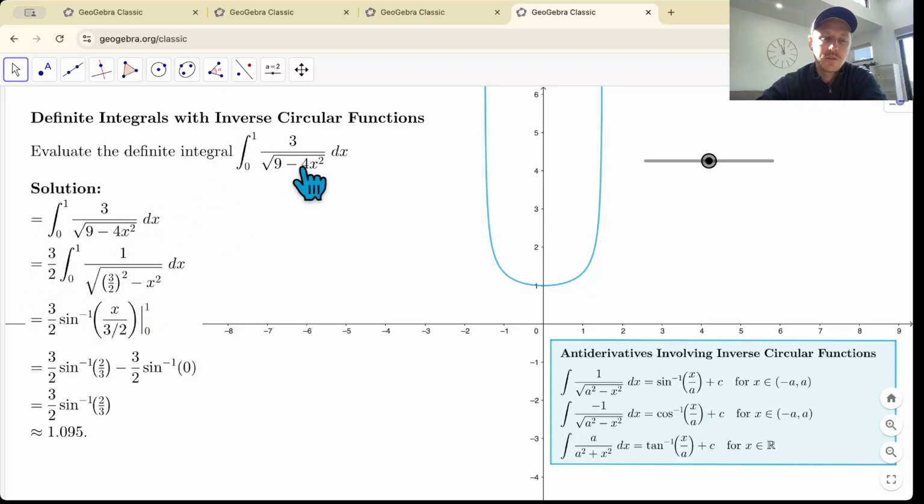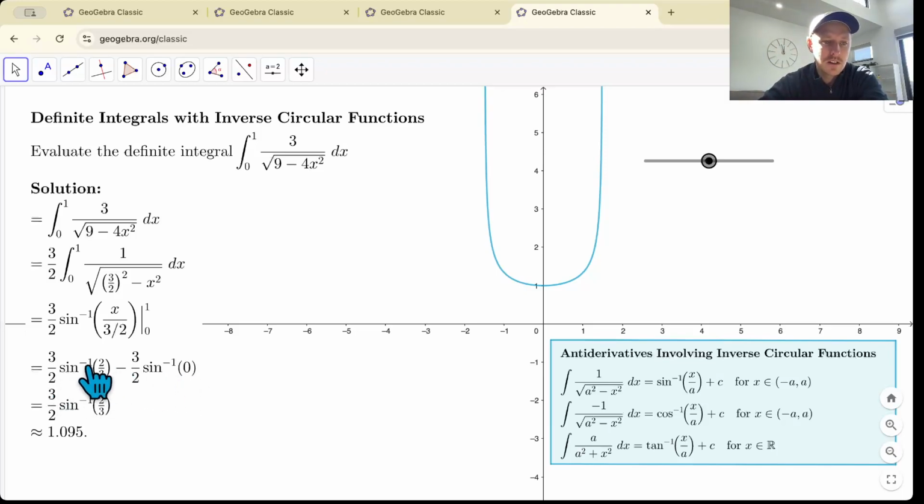All right, if we took 4 out as a factor of this thing in the denominator, we would get 9 on 4, but 9 on 4 is 3 on 2 squared, which is what we want. We need to find out what that a is. So that a is 3 on 2. And then we know that it has this form. So the antiderivative will be 3 on 2 sine inverse of x divided by that a value, which is 3 on 2. And we've got to evaluate that between 0 and 1. And yeah, you do that. Remember, definite integral, sub in the upper bound and subtract the lower bound.